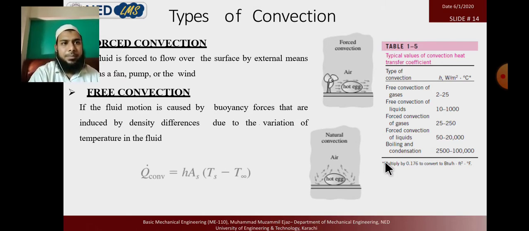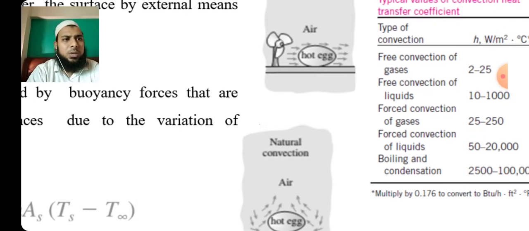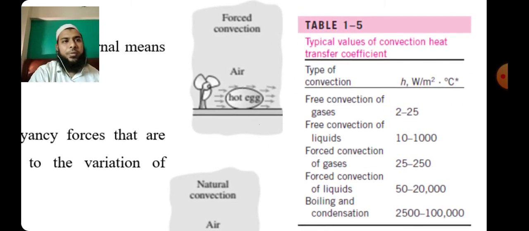Let's have an example. Before going to the example, I just need to show you the value of h in different forms of liquids and gases. In free convection of gases, the h value, the coefficient of convection heat transfer, is between 2 to 25, and free convection in liquids is 10 to 1000. So in liquids we have a higher convection heat transfer as compared to gases.